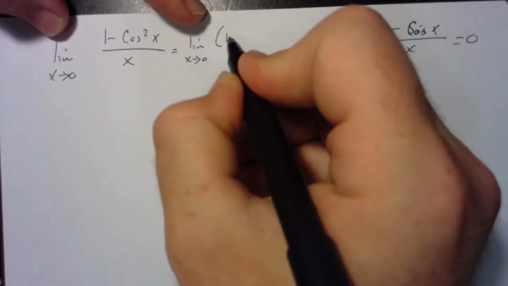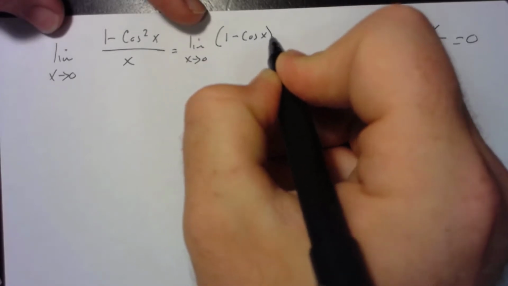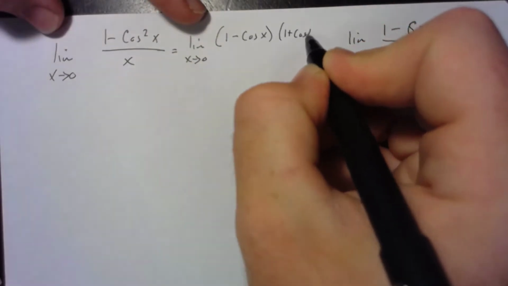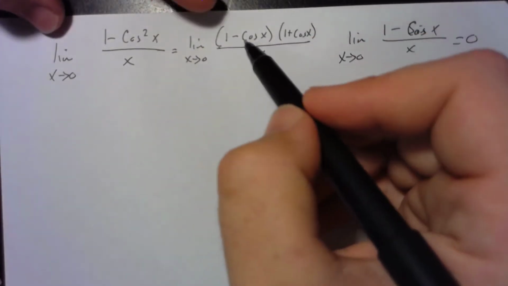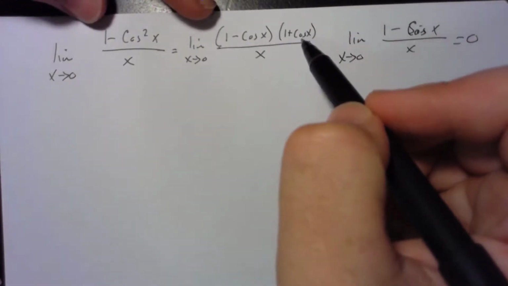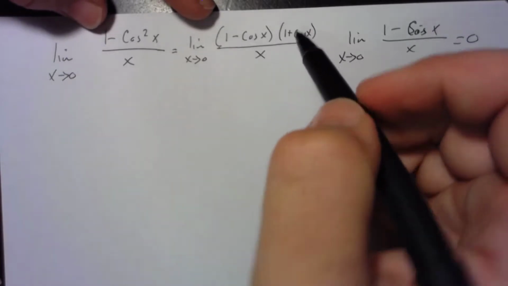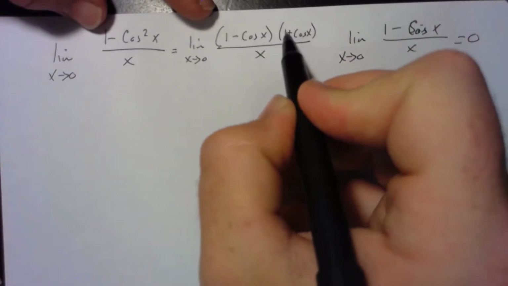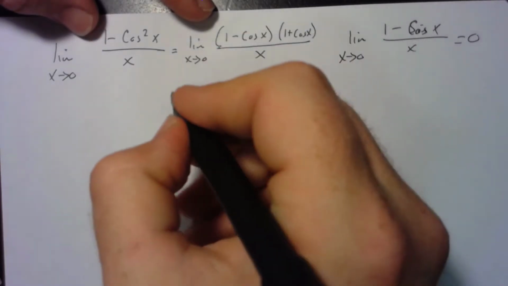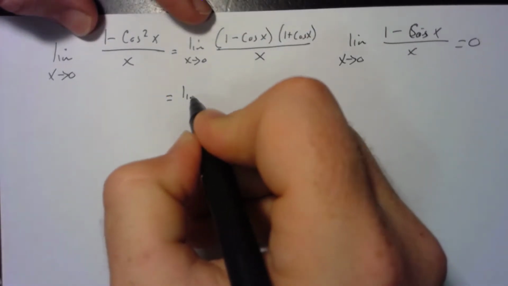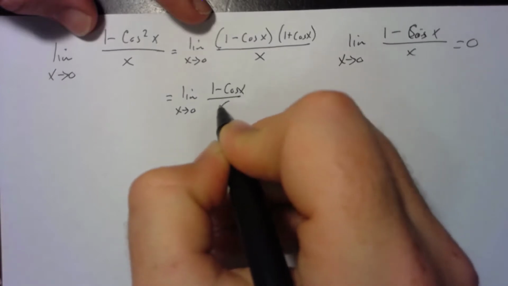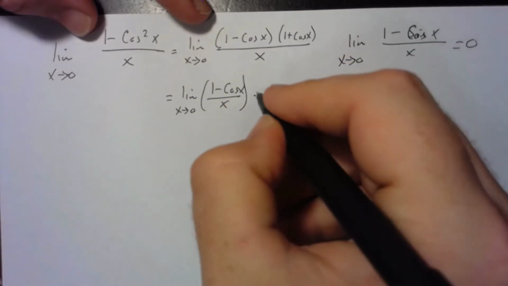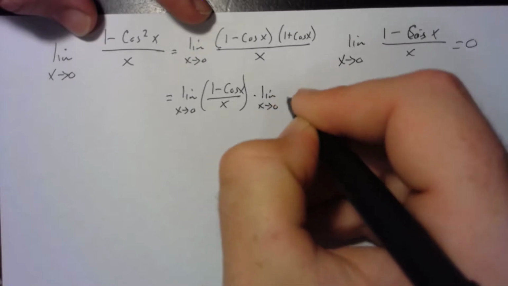I will note that this is the same thing as 1 minus cosine x and 1 plus cosine x. So this is technically viewing this as a conjugate. You'll notice here that 1 minus cosine times 1 plus cosine are actually conjugates of each other because of the minus sign here and the plus sign here. So with this, I can now rearrange this so that this is the limit as x goes to 0 of 1 minus the cosine of x divided by x times the limit as x goes to 0 of 1 plus cosine of x.